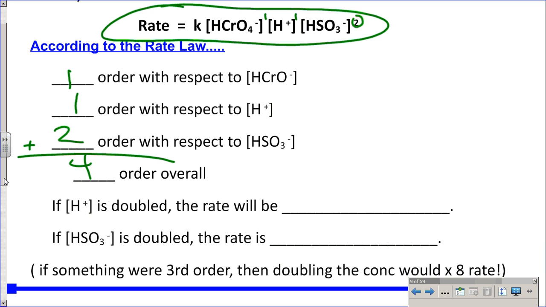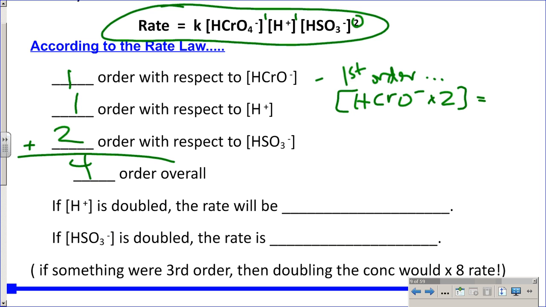All right, so what this order thing means is that it tells you how the reactant itself affects the rate. So if this one is first order, then whatever you do in terms of multiplying the concentration, that same multiple is applied to the rate because it is first order. It is directly related. So if I take the HClO concentration times 2, what's going to happen to the rate? Right, the rate will also times 2, or double.